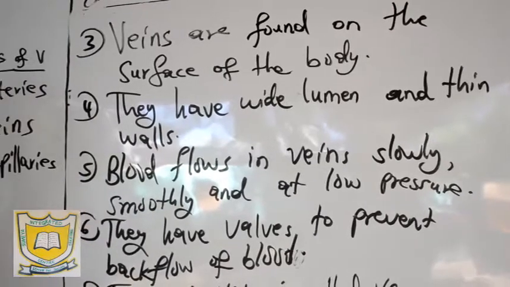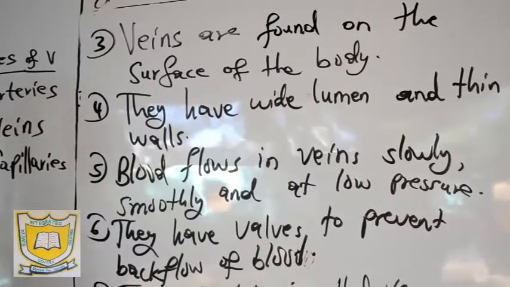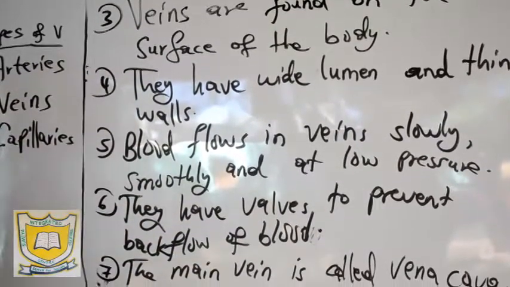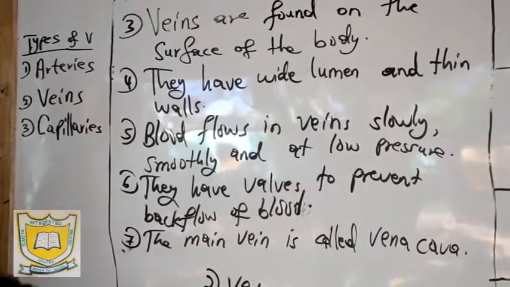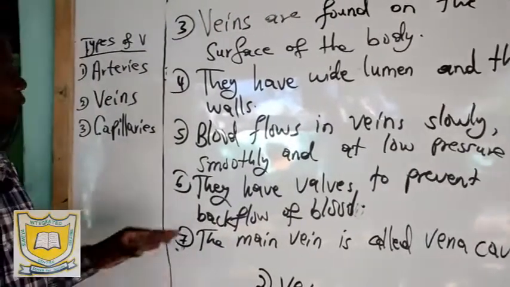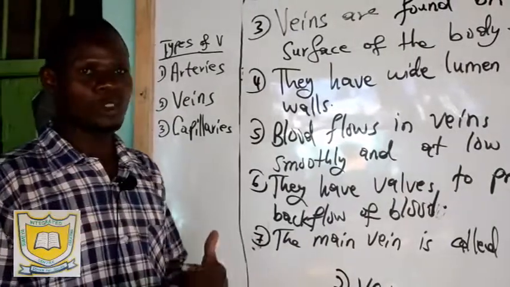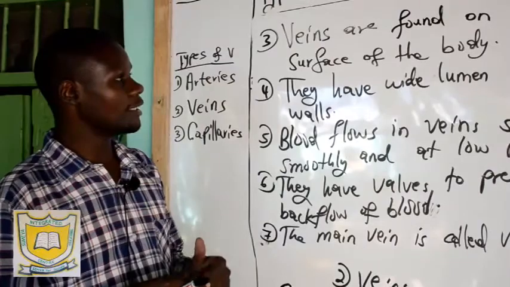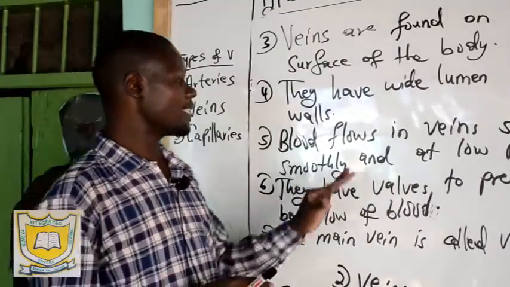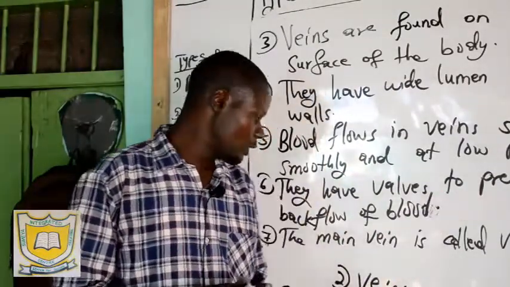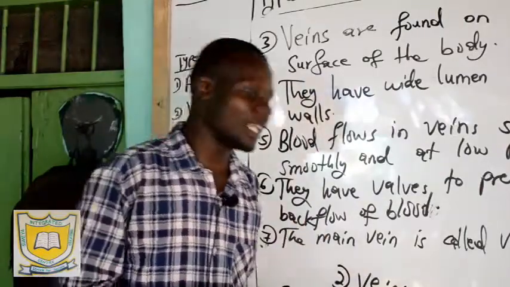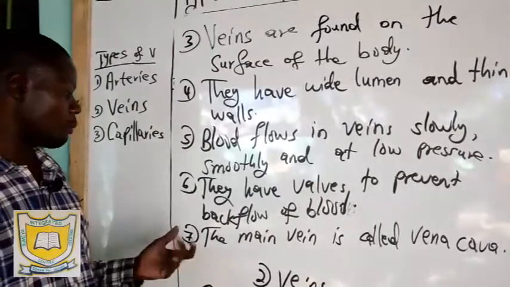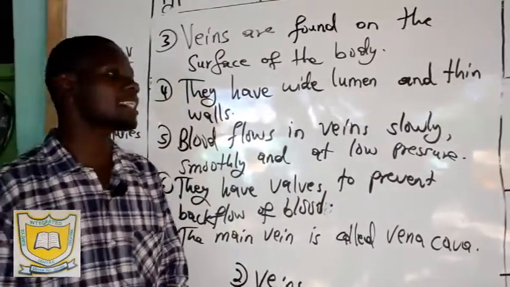Next, we also talked about they have wide lumen and thin walls. When you observe the structure of veins, the lumen is wide and also the walls are thin as compared to the arteries. Blood flows in veins slowly because of the low pressure. So the pressure is the one that deals with the speed. So because the pressure is low, the blood in veins will move slowly and smoothly. That is how blood flows in veins. And also they have valves to prevent backflow of blood, and the main vein is the vena cava.